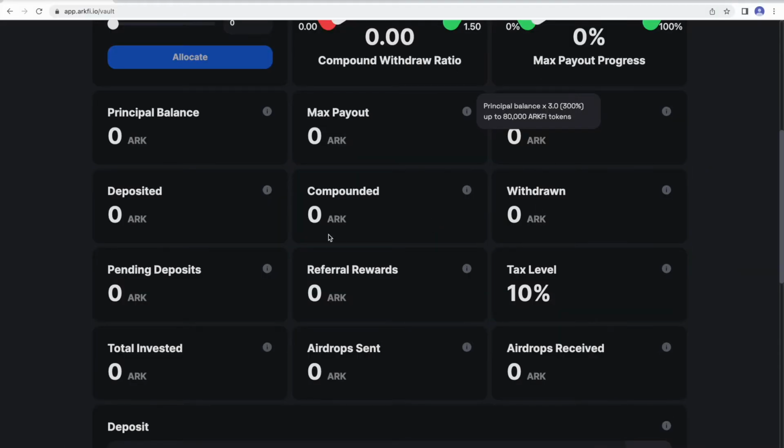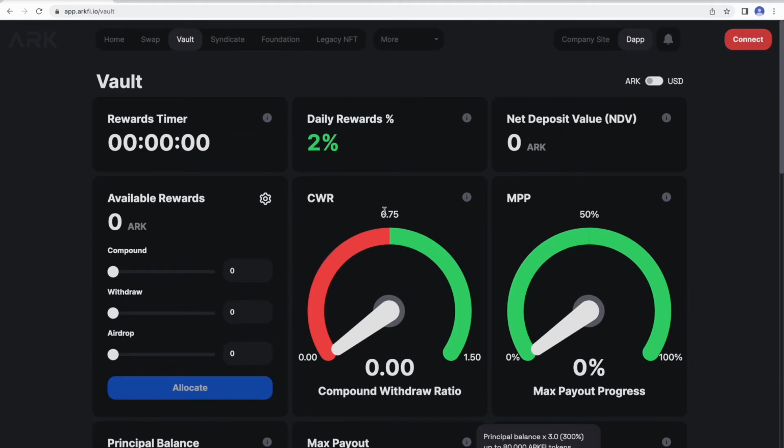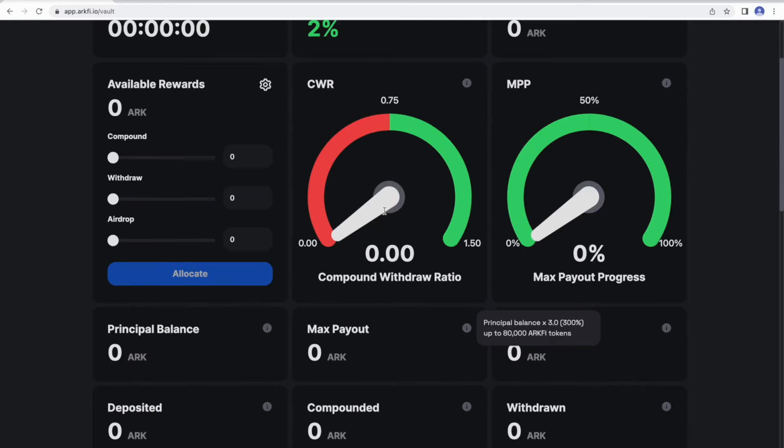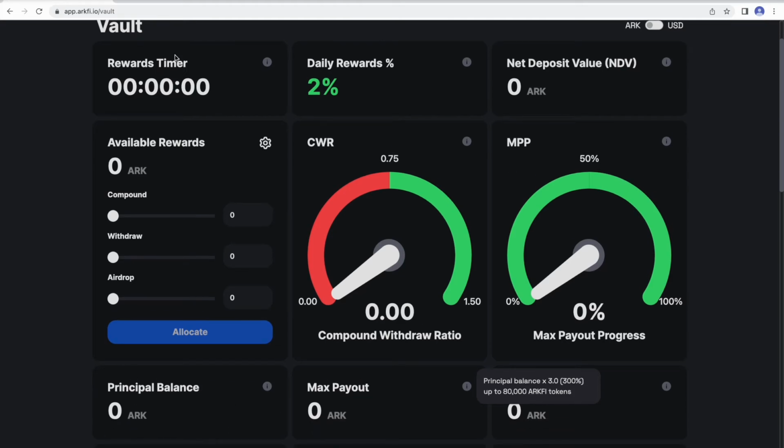Let's just scroll down here and look at some of these other factors. Now, there's not enough time in this video to talk about all of these things, but some of these are pretty intuitive. The one that I want to talk about is max payout. Max payout is basically this system that says, after a certain amount of interest that you've gained on your principal, we're going to stop paying you Ark Fi tokens. And it says right here, 3 times your principal and up to 80,000 Ark Fi tokens, whichever you reach first. If you reach 80,000, congrats to you. But generally, it's going to be 3 times whatever your principal balance is. And obviously, you can increase that principal balance by depositing more into the vault, or compounding.